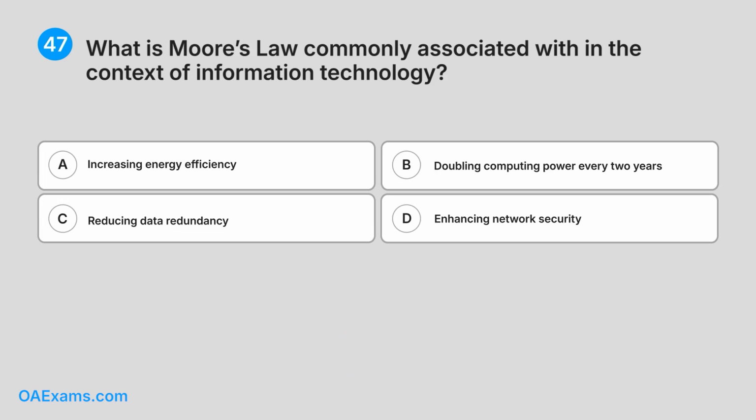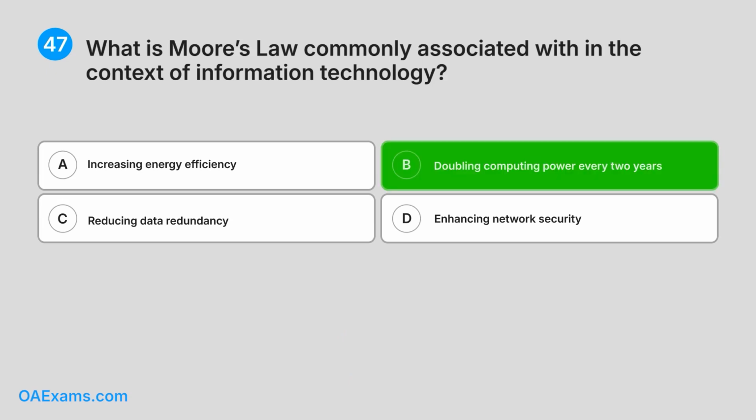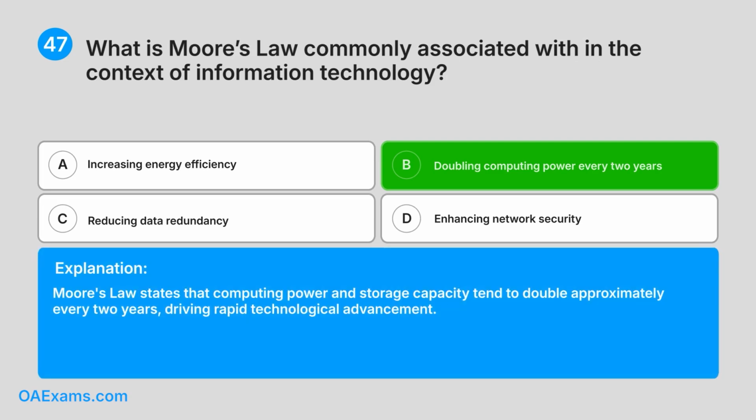Correct answer: B. Doubling computing power every 2 years. Explanation: Moore's law states that computing power and storage capacity tend to double approximately every 2 years, driving rapid technological advancement.